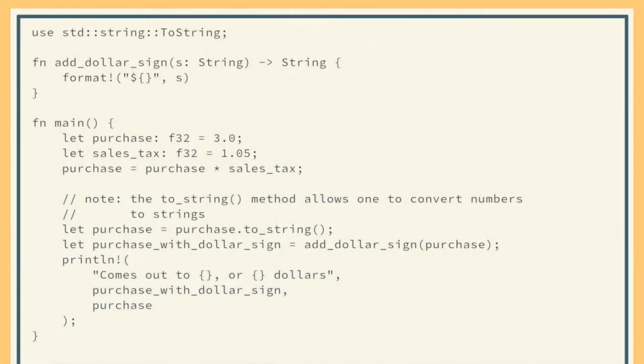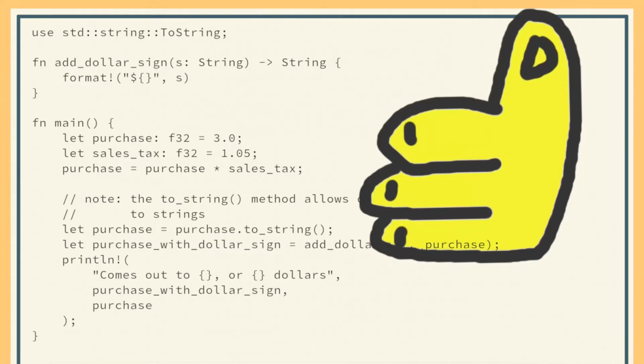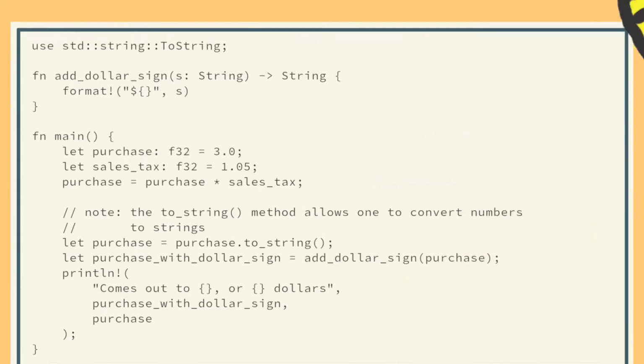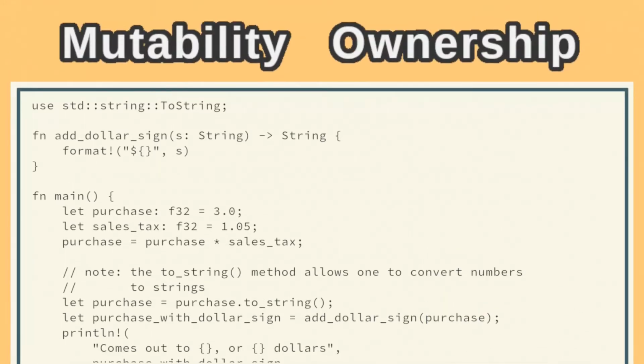Let's say you're writing a simple program to calculate sales tax on a $3 purchase. This may seem like a valid piece of code, and it may be valid in another programming language. However, there are two concepts in Rust, mutability and ownership, that make this invalid.